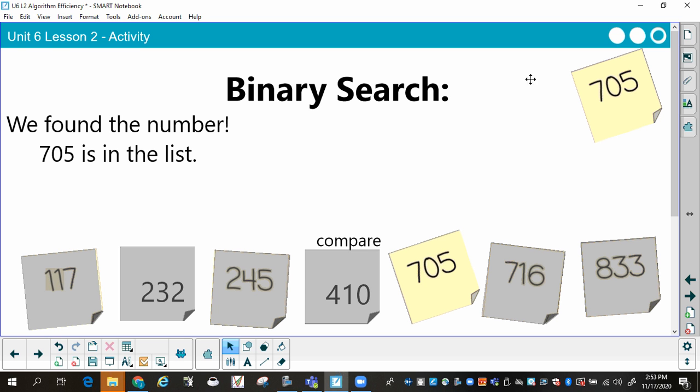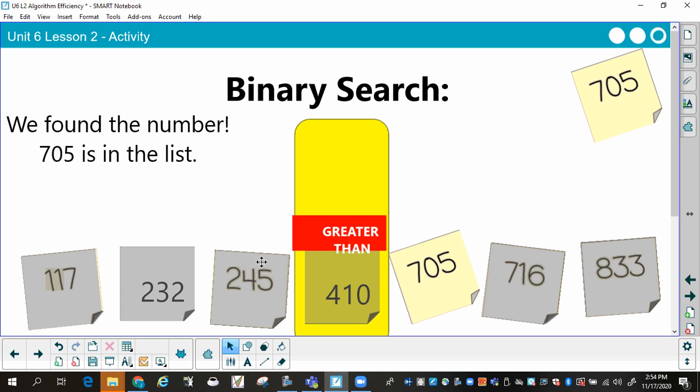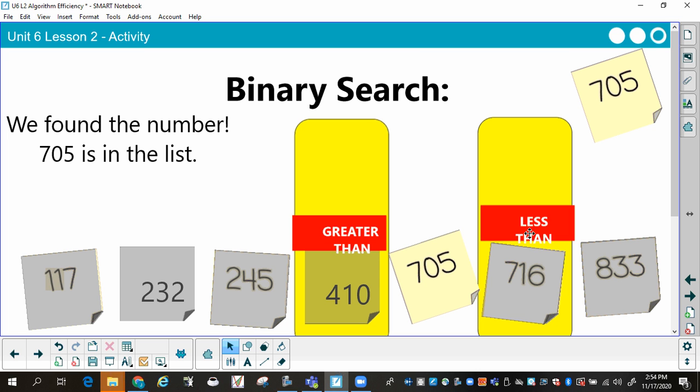Let's do this. I'm looking for 705. So I look at 117, 232, 245, 410, 705, 716, 833. I'm going to look at the middle one, and I'm going to compare it. And notice that 705 is greater than 410. So I'm going to get rid of everything to the left, and I'm going to look up here. I'm going to find the middle one, and I'm going to compare it. So when I compare 705 to 716, I find that 705 is less than.